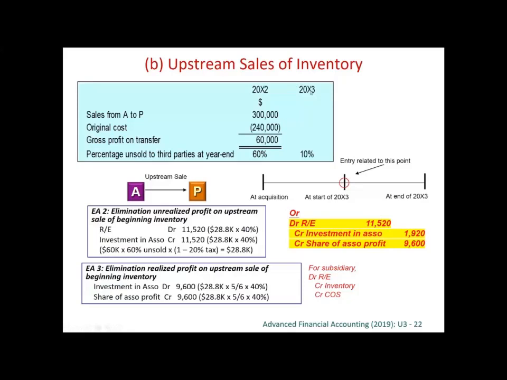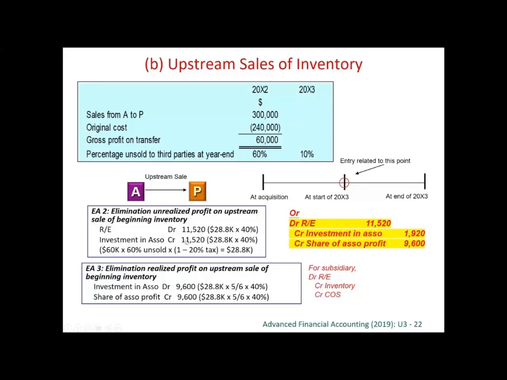But at the end of year 2003, we have new information. We have been told that out of this 60%, 50% has been realized because only 10% remains. Therefore, out of this 11,520, 50% out of 60% has been sold.